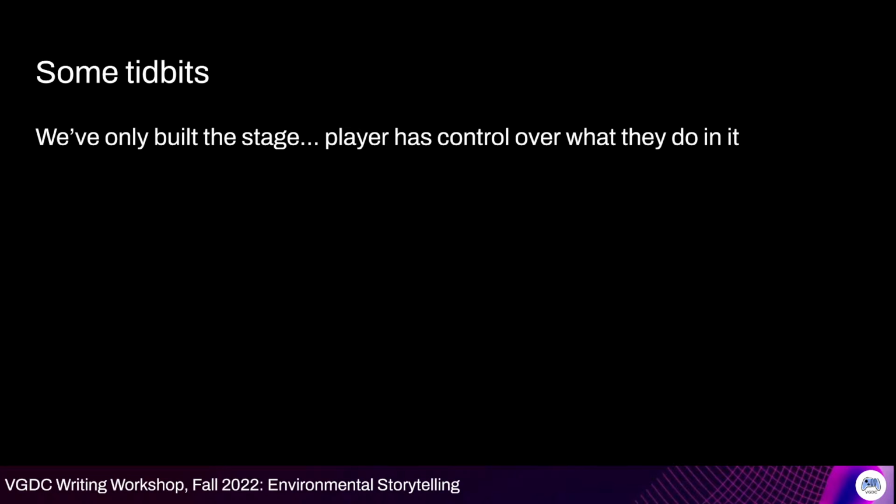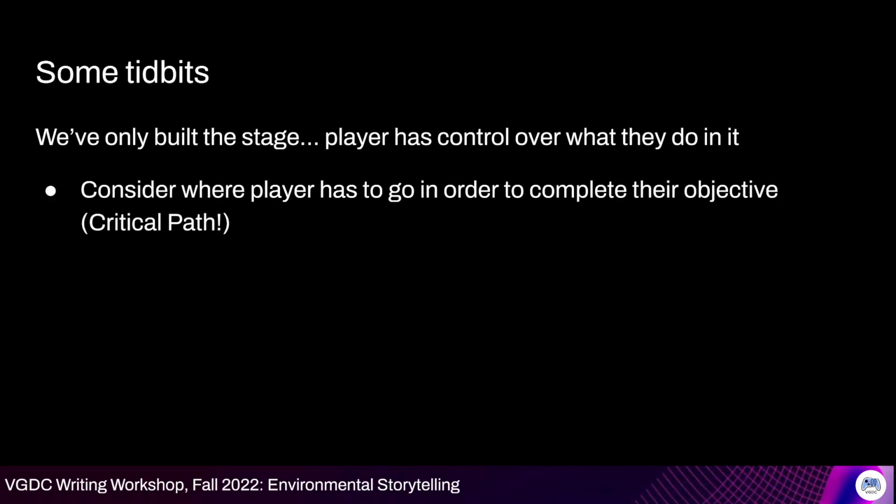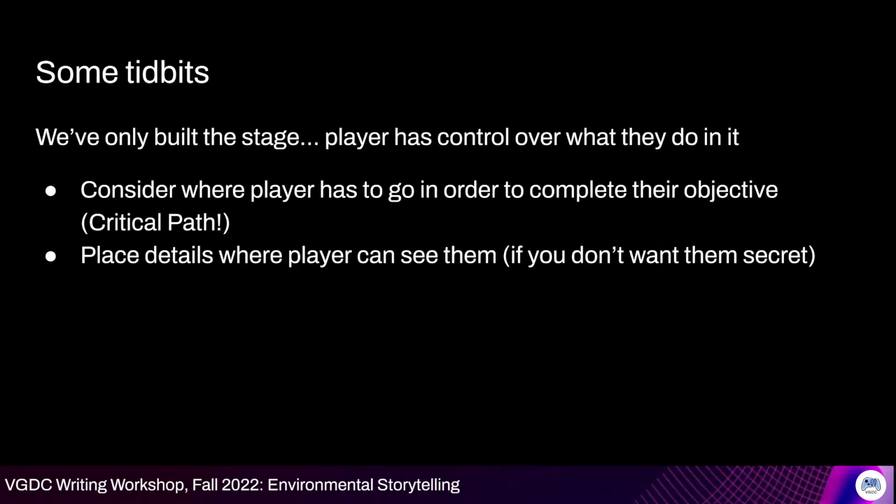And some tidbits here and there about environmental storytelling. Even with all of that, we've only built the stage. The player has total control over what they do in it, as long as it's within the game's mechanics, right? So consider where the player has to go. There's a thing called a critical path, and basically, it's where the player has to go in order to reach their objective. And you should carefully consider this when deciding to implement environmental storytelling in your game.